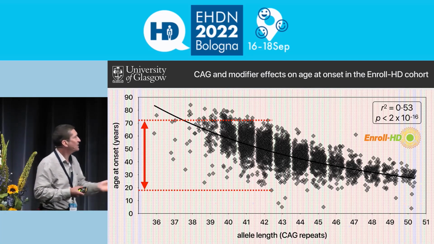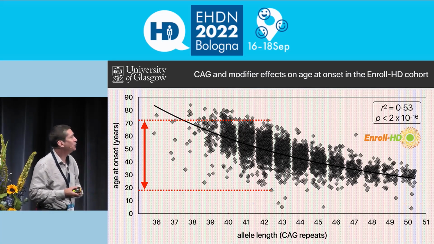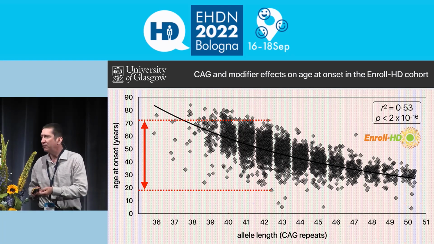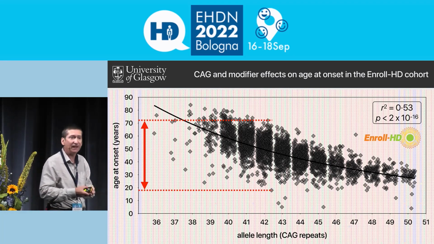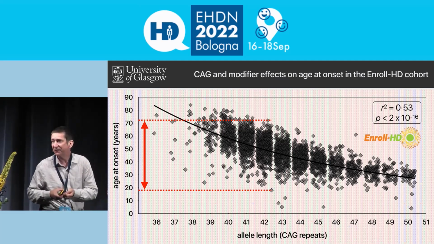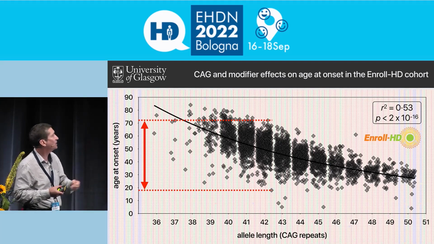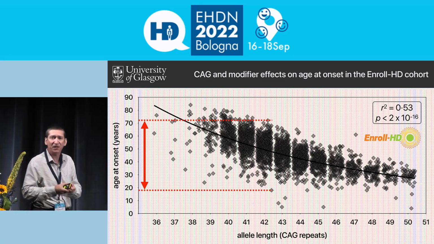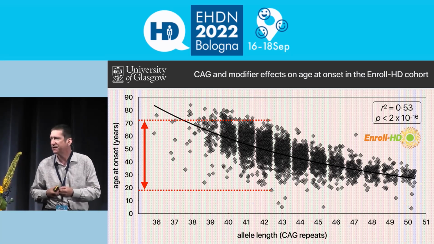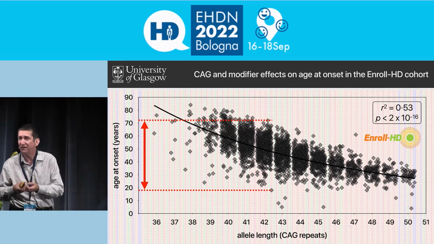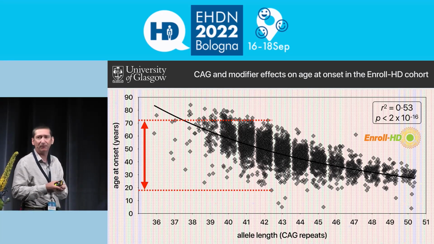But nonetheless, as illustrated here, for an individual with 42 repeats, there's a huge amount of variation that we see between individuals in terms of the exact age of onset that anyone will have. And that varies over probably 30, 40, 50 years in terms of the potential differences. So some individuals get the disease much earlier, and some individuals get the disease much later than we would have otherwise predicted based purely on their CAG repeat alone.